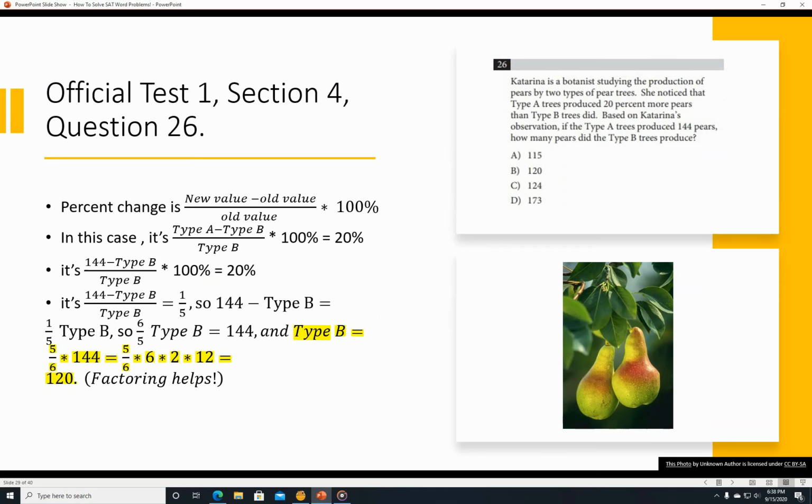Official test 1, section 4, question 26. Katerina is a botanist studying the production of pears by two types of pear trees.